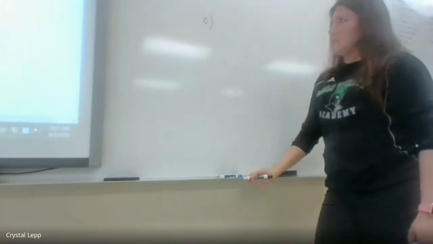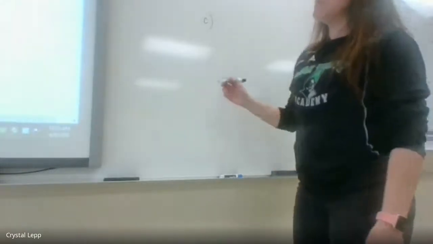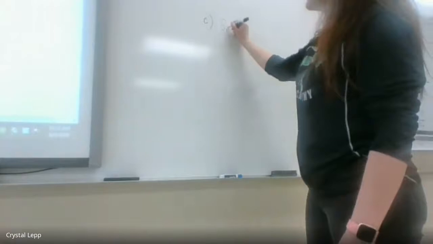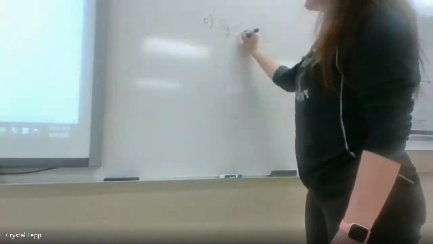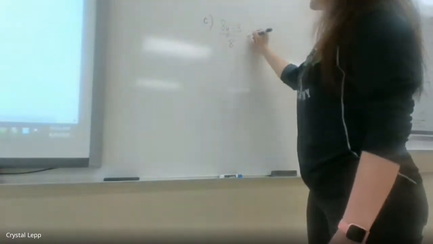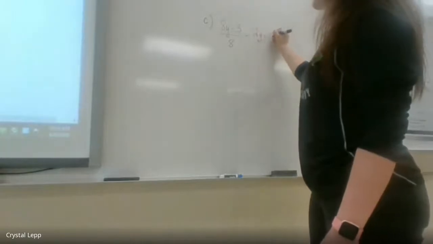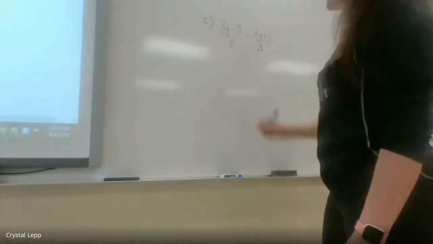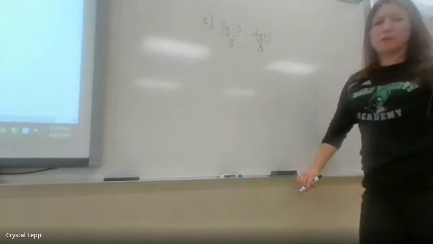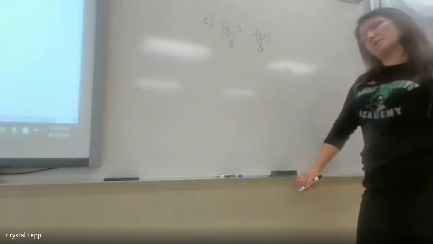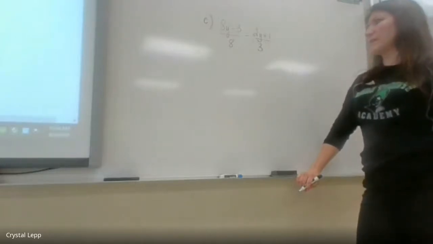Okay. So C is (8y minus 3) over 8 minus (2y plus 1) over 3. So the first step I need to do is make a common denominator. And what's common to 8 and 3? What can I multiply them both by to get the same number?